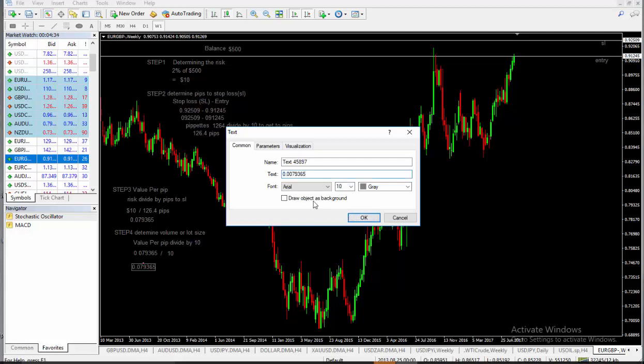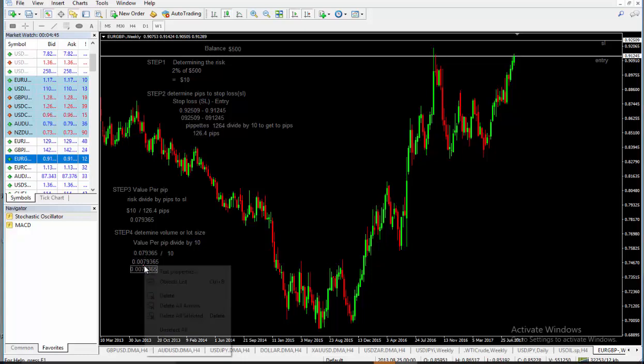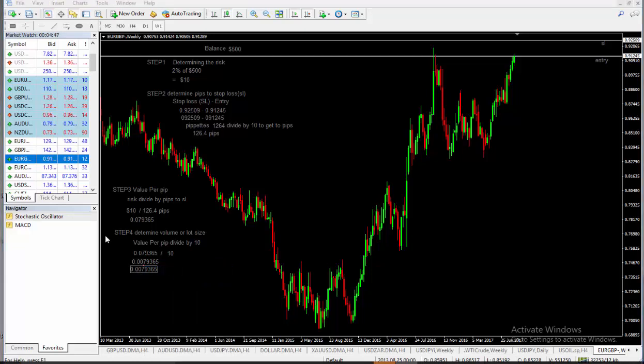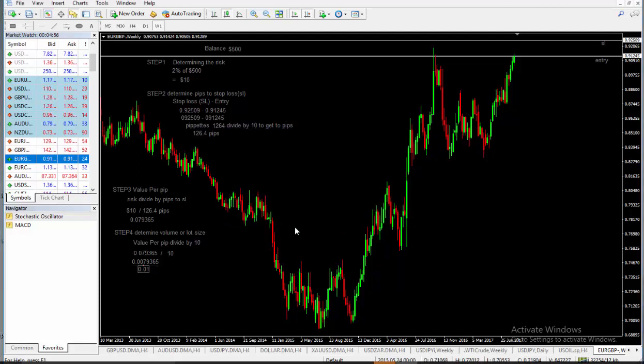Now you must round this number off. When you round this number off, you will get your volume. If you round this number off, you'll get your volume of 0.01. There. Now there is your volume or your lot size.